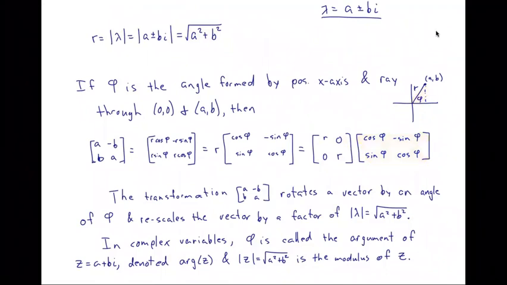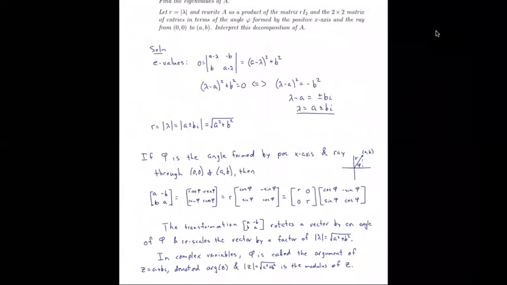So that's a really interesting decomposition there. We rescale and we rotate, based on the angle formed by A and B in the plane, the coordinate (A, B) in the complex plane, thinking of this as values of A along the real axis and B along the imaginary axis.